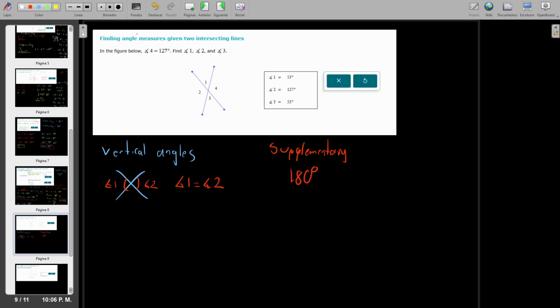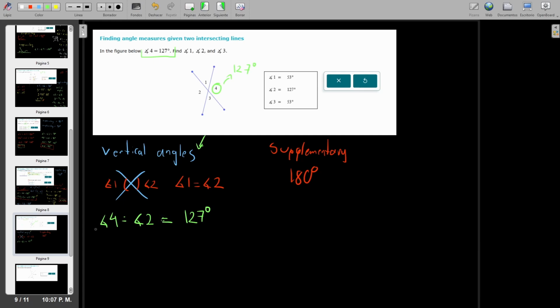Now we begin. They're asking us to solve for 4. 4 is already giving us the value of 127 degrees. They're asking us to find the value of 1, 2, and 3. As they are vertical, remember, vertical angle, we can say that angle 4 is the same as angle 2, which is 127 degrees. To be erasing this part, these are the same.